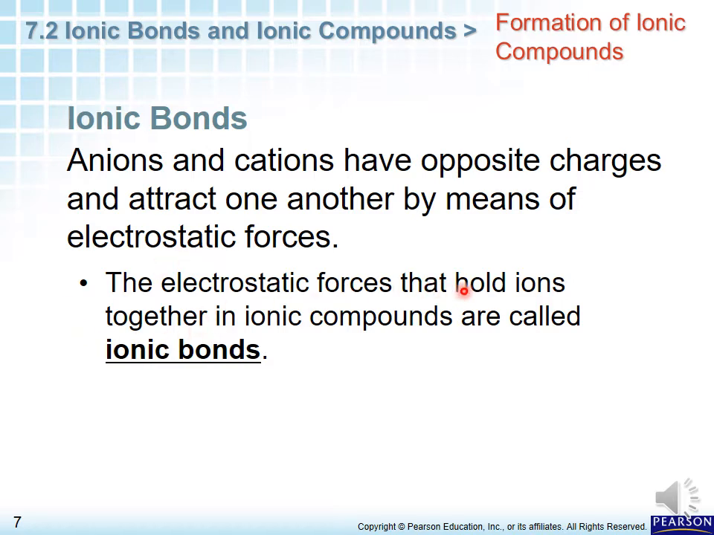The electrostatic force that holds ions together in the ionic compound is called an ionic bond. We normally call this electrostatic force an ionic bond. So the attraction between the positive ion and negative ion combined together makes an ionic compound. This happens because of the force. This force is called an ionic bond. So one more time, what is an ionic bond? The electrostatic forces that hold ions together in an ionic compound are called ionic bonds.